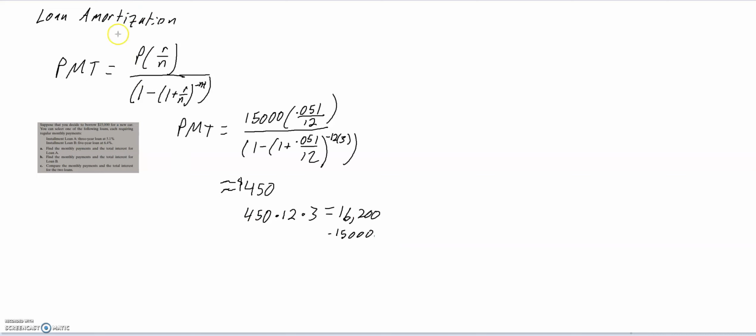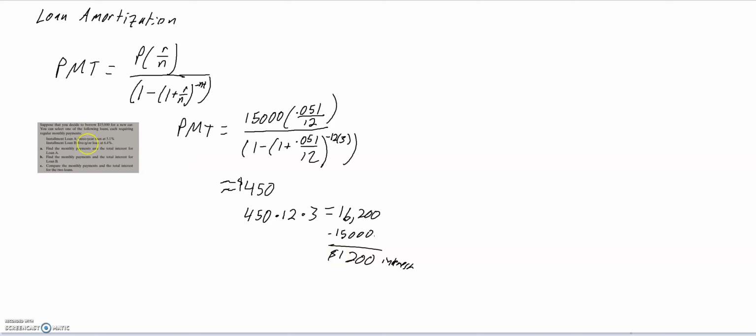So now we're going to go ahead, subtract, and we find $1,200 of interest. Okay. So just to recap, I use my PMT formula here in order to find out what my monthly payment is. I then multiply my monthly payment by how many months there are in a year times how many years I have to pay it. That tells me how much in total I'm paying. If I'm paying $16,200 and the loan was $15,000, that means that I would have had to pay $1,200 worth of interest. Okay? So now let's see what it is for B.